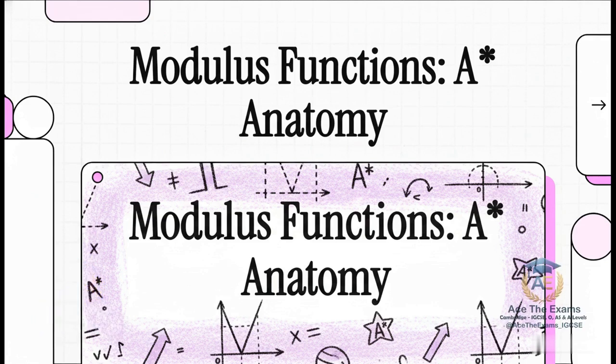Now, you might be looking at this topic and thinking, come on, it's just absolute values. It just makes negative numbers positive. How hard can it really be? But here is the brutal reality check. The crucial difference between a solid B grade and a flawless, top-tier A-star grade almost always comes down to mastering the hidden, treacherous depths of modulus functions. Today, we are going to completely decode the exact anatomy of an A-star response, step by excruciating step.